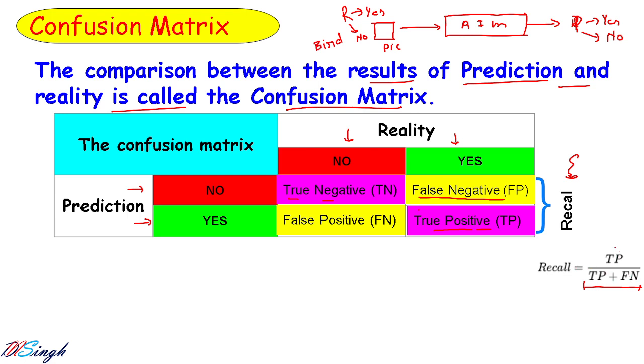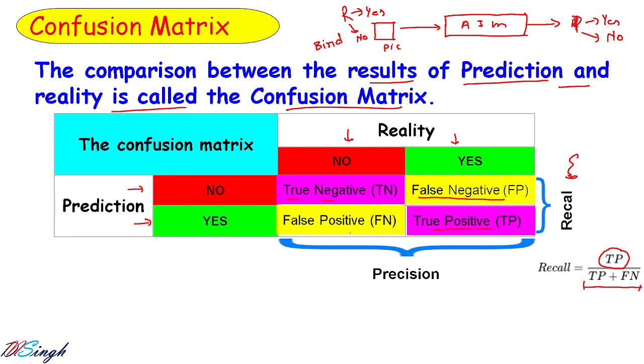And what is in the numerator? The numerator is TP. Okay, so I hope you got an idea. If you make the confusion matrix correctly, then you know that the last column values will come in the denominator of recall, and the numerator is TP. Then you go for the next parameter, that is precision.